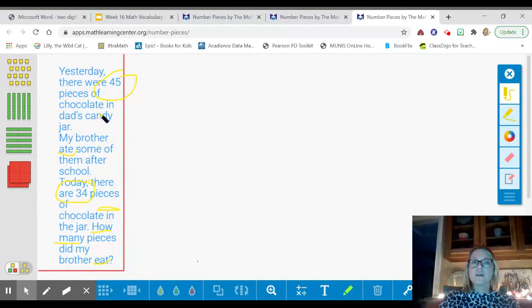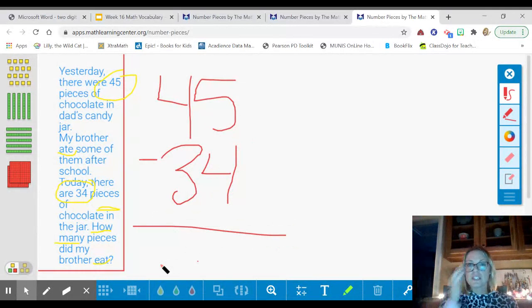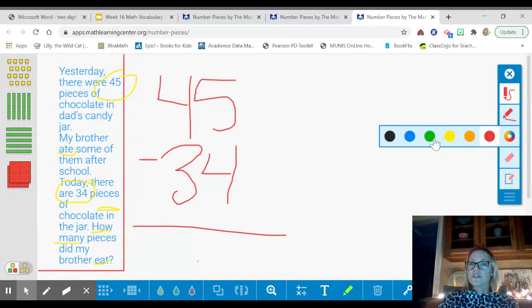Okay, so we know that when we set up a word problem, the bigger number always goes on top. So today, 45 is my bigger number right here. So 45 is going to go on top. And we're going to take away 34. Okay. You could have used either method that you wanted to solve this problem. I think I'm going to use expanded form again. You could have done it either way as long as you get the same answer.